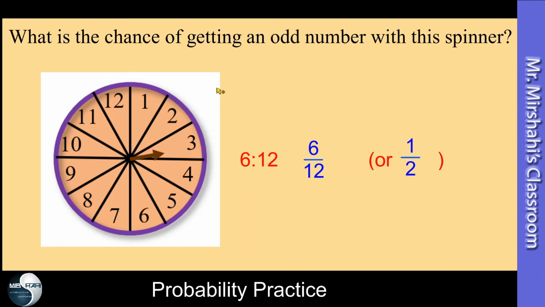What is the chance of getting an odd number with this spinner? Well, there are 12 numbers here. 6 of them are odd: 1, 3, 5, 7, 9, and 11. The rest are even, so 6 in 12, or 1 in 2, or half. So half the time we expect to get odd numbers, half the time we expect to get even numbers. Let's move on to the next.